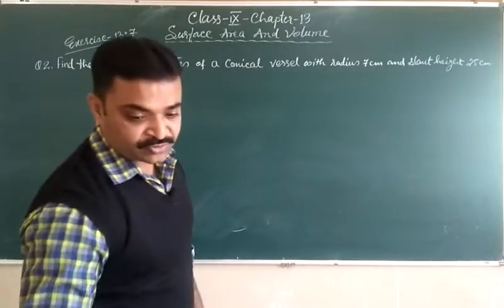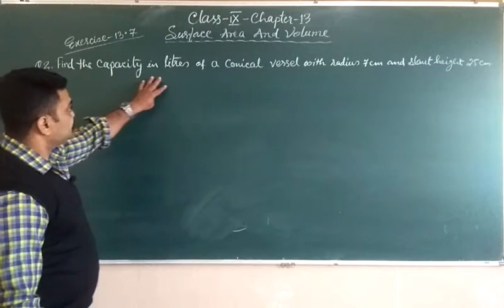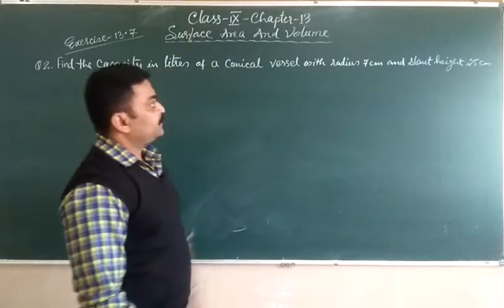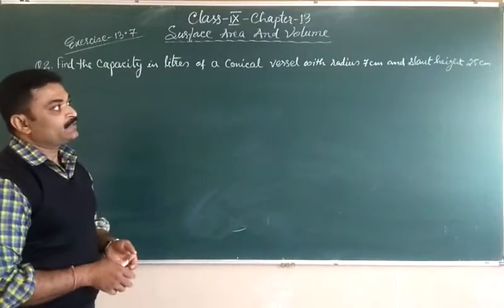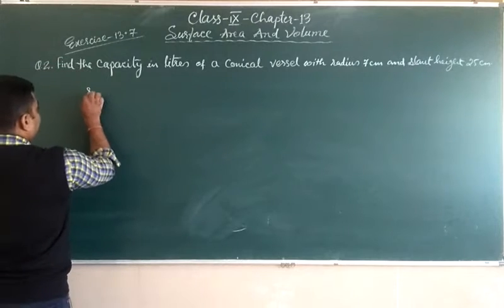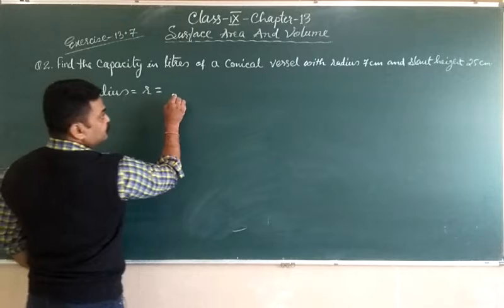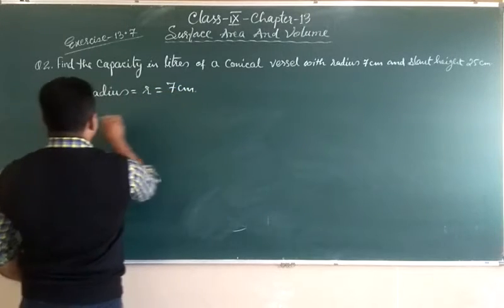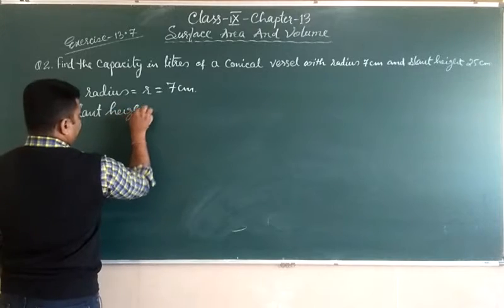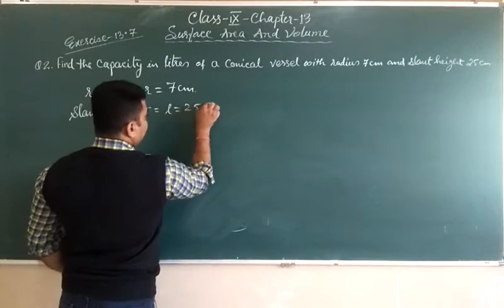The second question, the first question you will do by yourself. It is the second question. Find the capacity in liters of a conical vessel with radius 7 centimeter and slant height 25 centimeter. We have given radius r is equal to 7 centimeter and slant height l is equal to 25 centimeter.